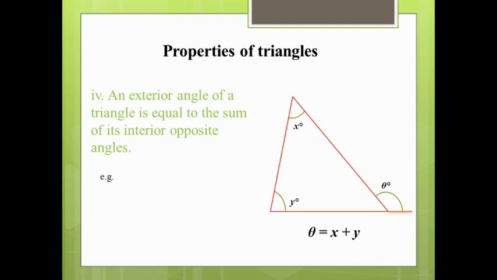For example, if we have the values of x and y as 35 and 79 respectively, then the value of theta will be 35 plus 79, which is equal to 114. These four are the basic properties of triangles which will be used further in your studies.